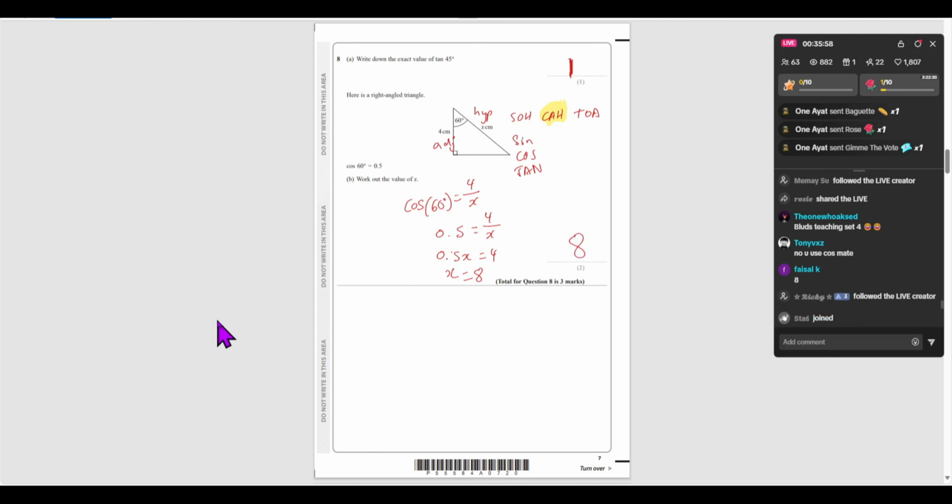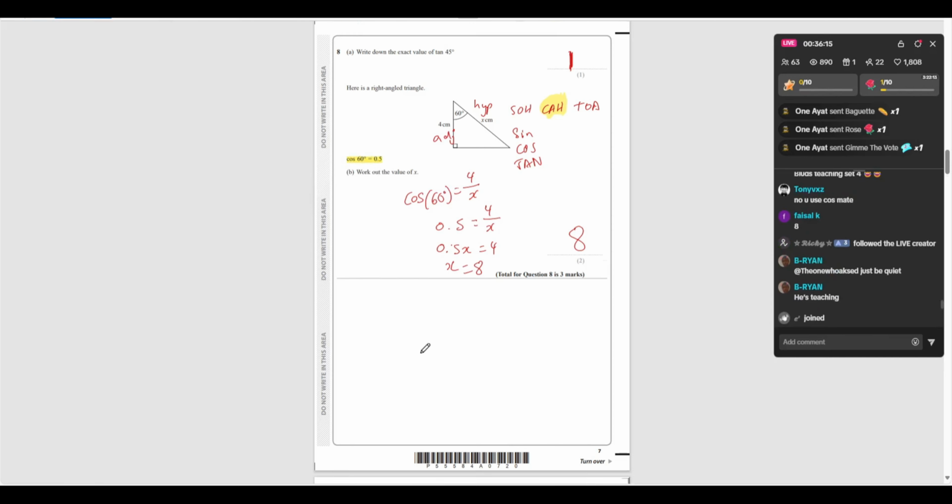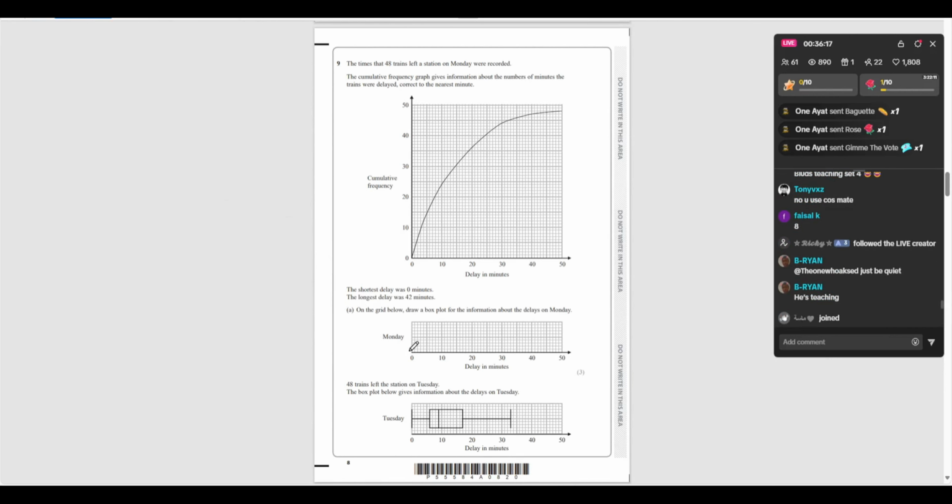And that is how you would do this trigonometry question. To be honest, the examiners were actually being quite nice because they gave you the value of cos 60. But yeah. So, question number 9.